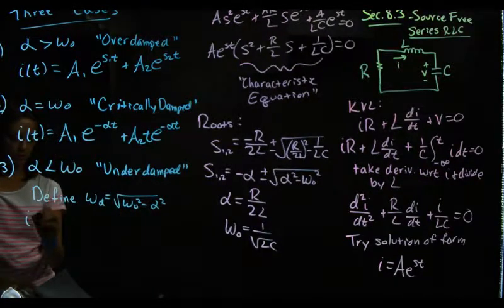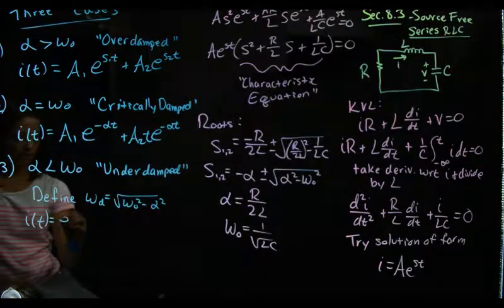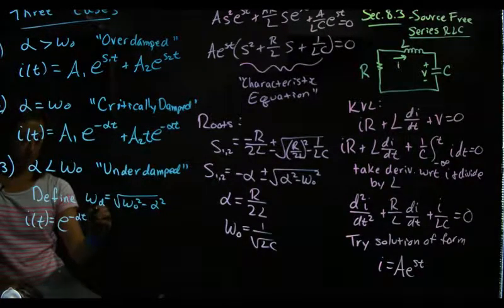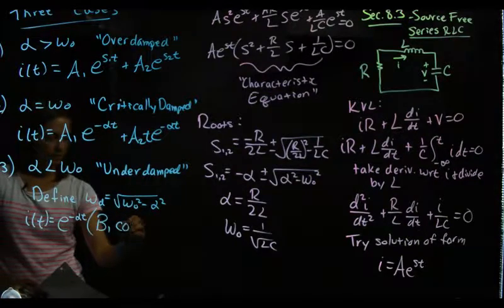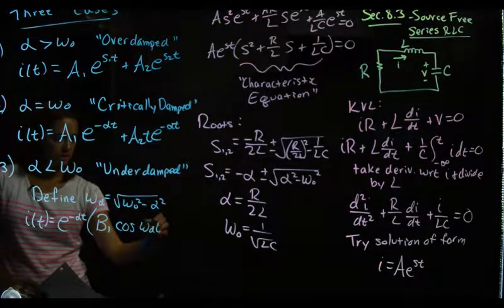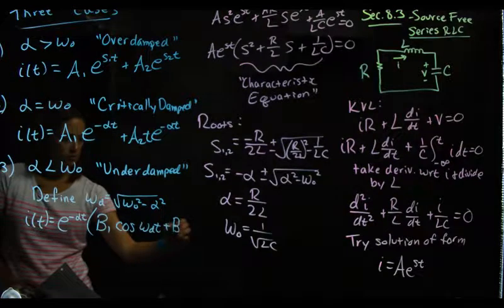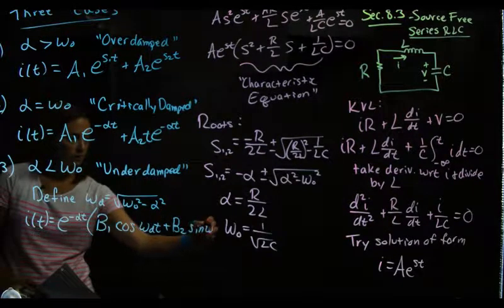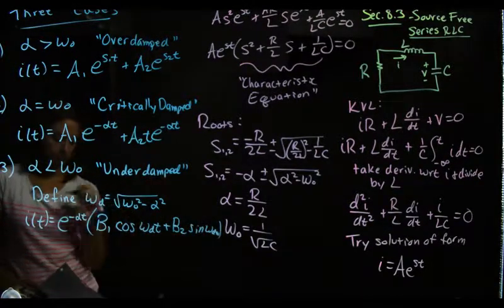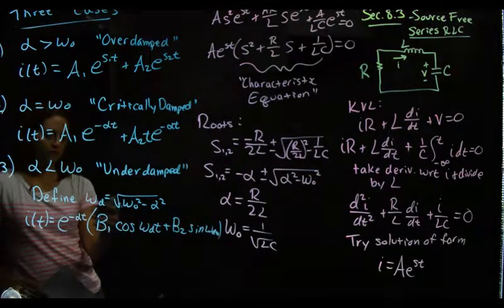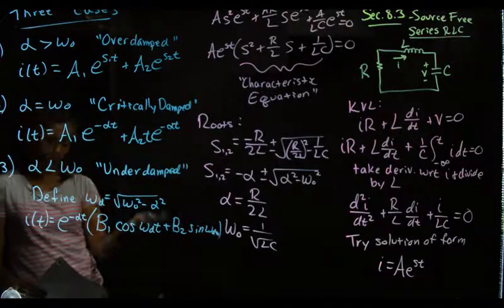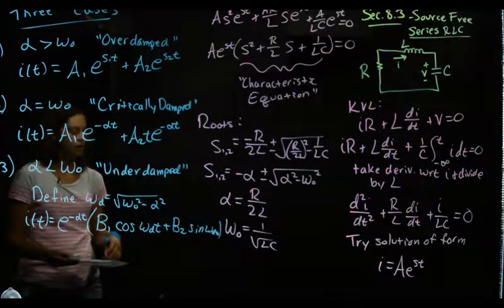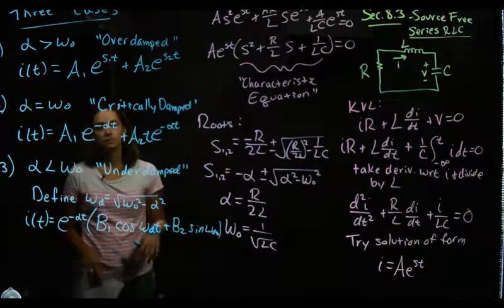And now our solution is e to the minus alpha t times, I'm going to call it B1, cosine omega d t plus B2 sine omega d t. So obviously when you take this derivative, you have to do first times derivative of the second plus second times the derivative of the first. It just takes a little bit more work. So we will work some example problems in the next video.